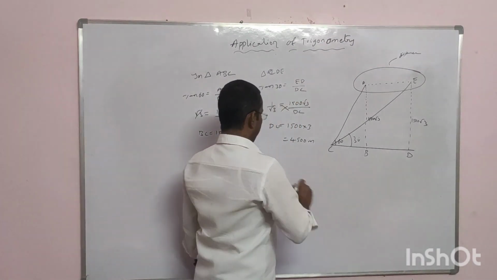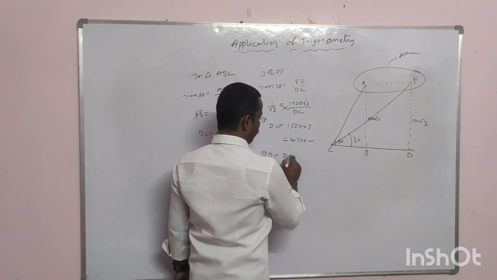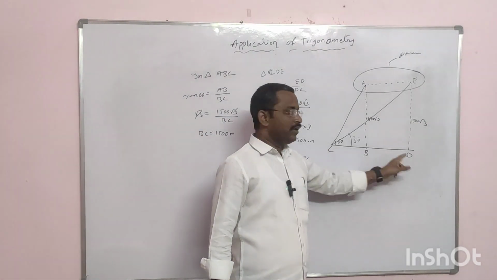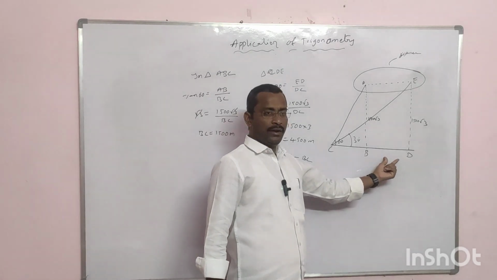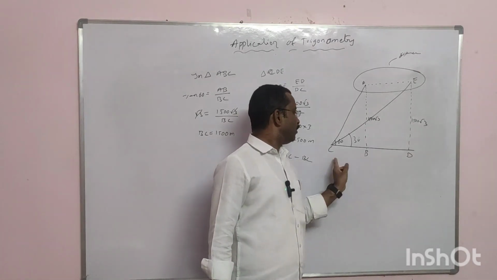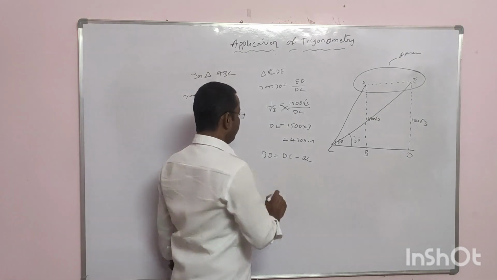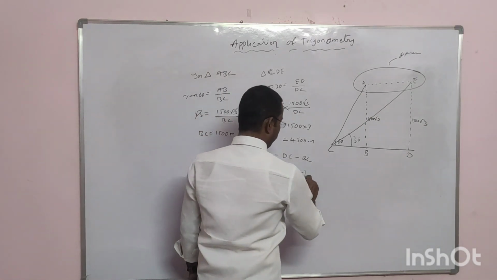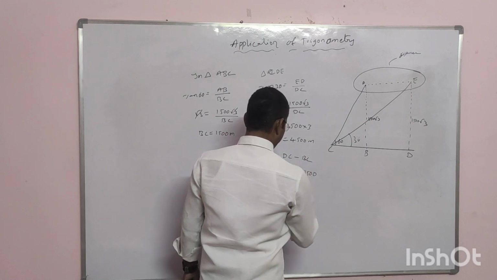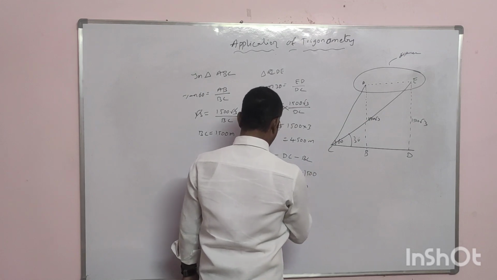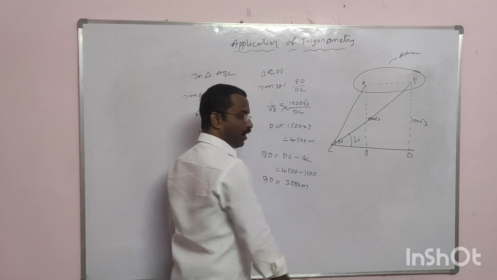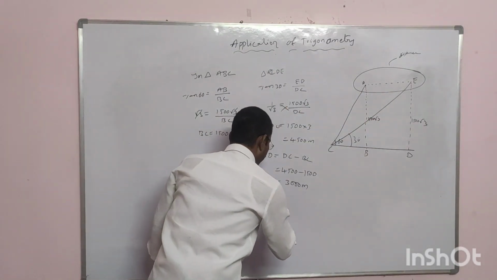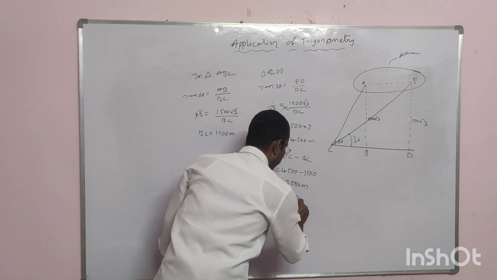ఇప్పుడు ఏం కావాలి? BD కావాలి. సో BD is equal to DC minus BC. Any doubt? You had the DC, you had the BC. What you need to find? BD. కాబట్టి BD is equal to DC minus BC. DC ఎంత వచ్చింది? 4500. BC ఎంత వచ్చింది? 1500. అప్పుడు 3000 meters. ఇది BD వాల్యూ. BD వచ్చిందంటే AE వచ్చినట్టు. So that implies AE also 3000 meters.